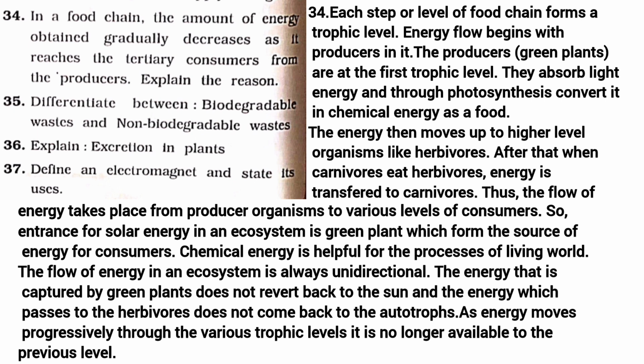The energy then moves up to higher level organisms like herbivores. After that, when carnivores eat herbivores, energy is transferred to carnivores. Thus, the flow of energy takes place from producer organisms to various levels of consumers. So, the entrance for solar energy in an ecosystem is the green plant, which forms the source of energy for consumers. Chemical energy is helpful for the processes of the living world. The flow of energy in an ecosystem is always unidirectional.